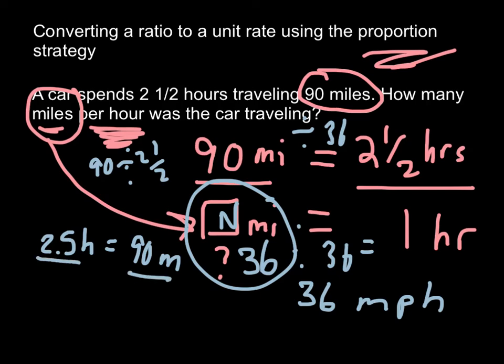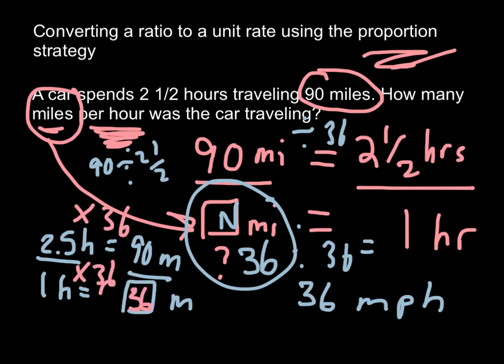So I want to know how many miles are traveled in 1 hour. 1 hour is equal to how many miles traveled. And then I would say to myself, well, 2.5 times what is 90? And then we know 2.5 times 36 is 90. So 1 times 36 is 36 miles traveled per hour. Okay, that's it. I showed you two ways to use a proportion to solve this problem. And stay tuned for the next video.